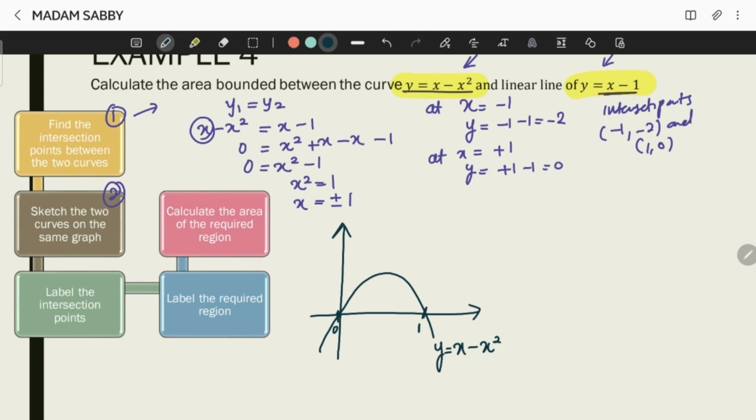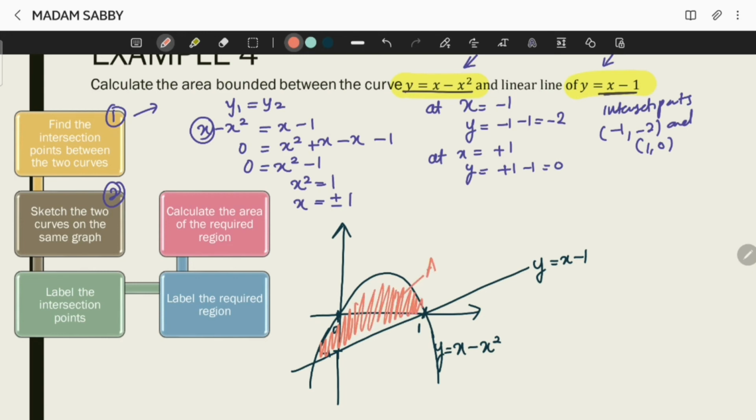Next we have to sketch the linear line y equals x minus 1. This linear line will intersect the x-axis at x equals 1, and it will also intersect the y-axis at negative 1. So this is y equals x minus 1. Let's find the area bounded between the curve y1 and the linear line. So this is the region that we are looking for.